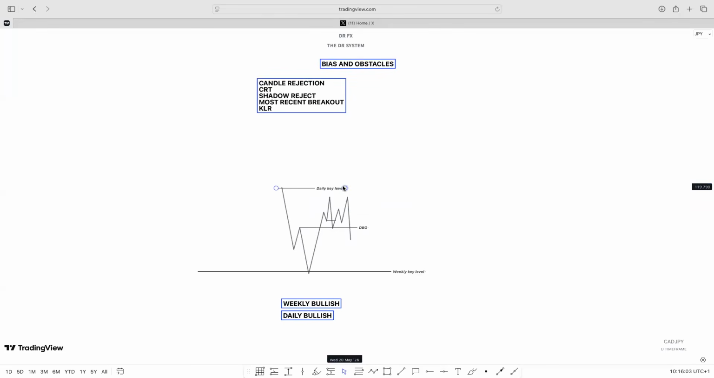You have a daily key level here, and then you have a shadow reject that happened that day, but it taps on this daily key level and it gives you a breakout to sell. Then that is when you will be eligible to take the retracement.